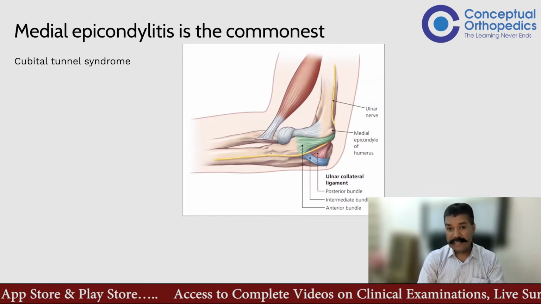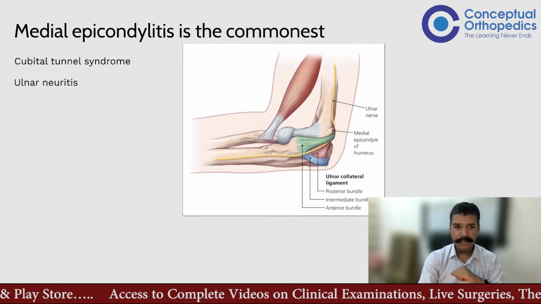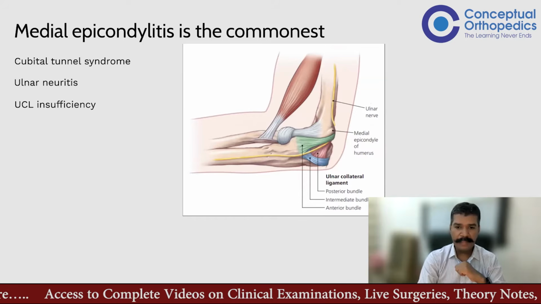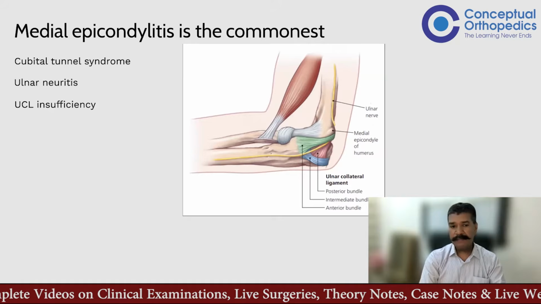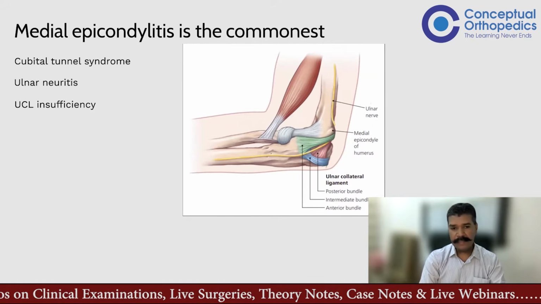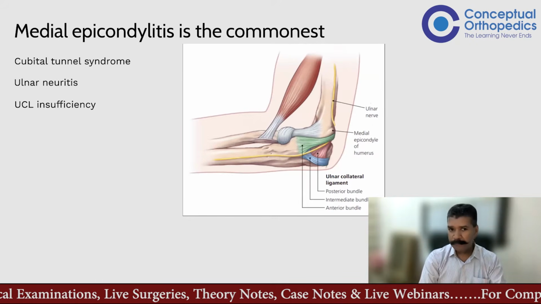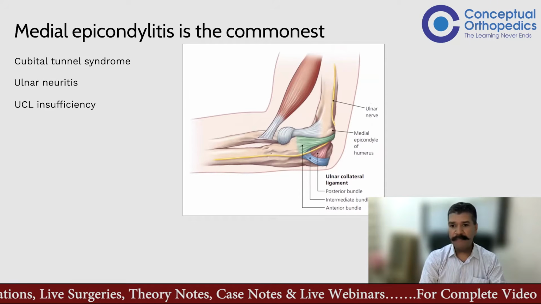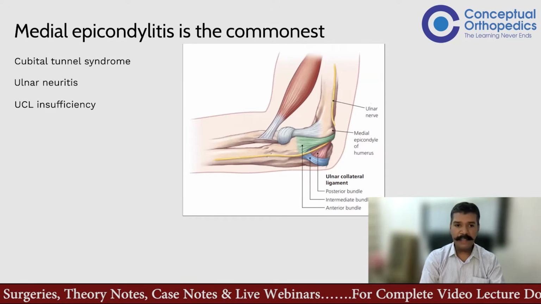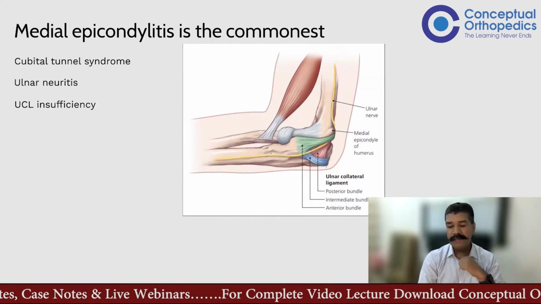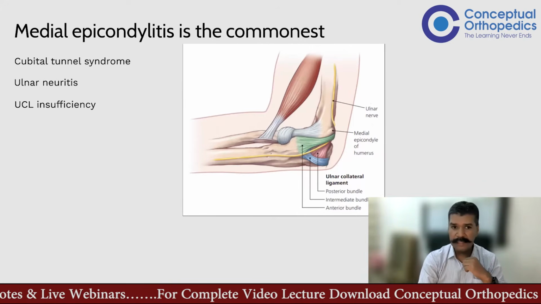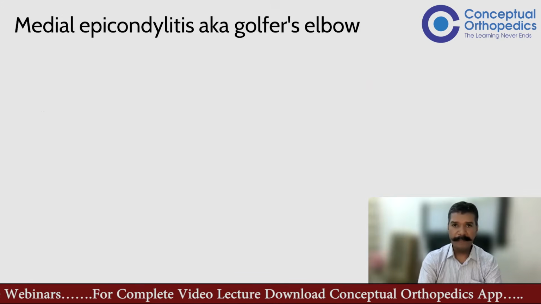So you have, as a differential diagnosis, the cubital tunnel syndrome, you have ulnar neuritis, the insufficiency of the ulnar collateral ligament. Now remember that after Neeraj Chopra won the gold medal for us in the Olympics, javelin as a sport has become very, very popular. And I see a lot of young kids coming with medial elbow pain, and UCL insufficiency is something that you must at least be able to diagnose clinically.